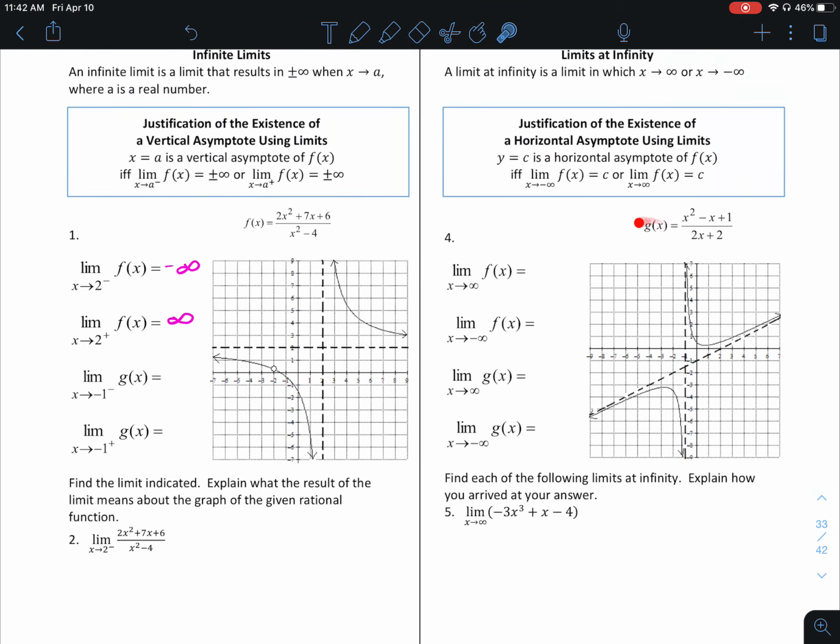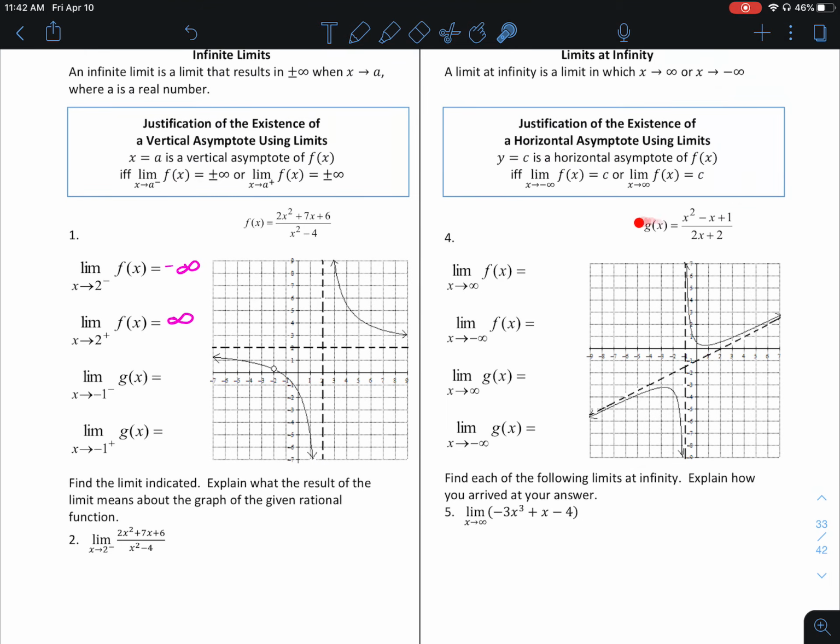Find the limit indicated. Explain what the results of the limit means about the graph of the given rational function. Now we just did this problem. It was the one above in the picture, but now we're going to do it algebraically and see what happens. If we try to evaluate the limit directly by putting 2 in here, you're going to end up with dividing by 0, which is undefined.